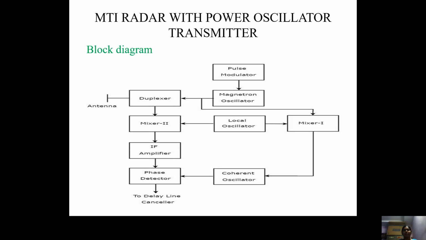In the phase detector, FC plus or minus FD is combined with FC, which is nothing but the carrier frequency. This carrier frequency is cancelled in the phase detector, and the output of the phase detector is nothing but the Doppler shifted received echo signal, which is obtained from the moving targets.